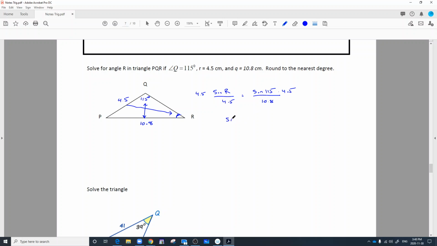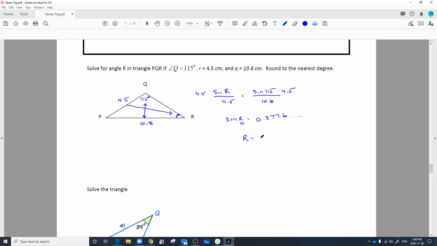So that gives me sine R. So if I plug that into my calculator, I've got 4.5 times the sine of 115 divided by 10.8. And that gives me this answer, 0.3776... This is my ratio. This is the ratio of opposite to hypotenuse. So now to solve for the angle, I have to use my trig tables in my calculator.